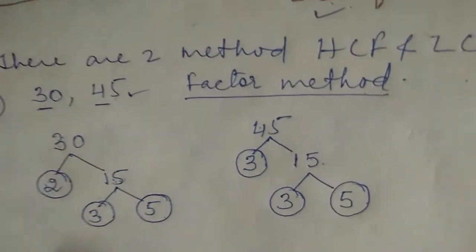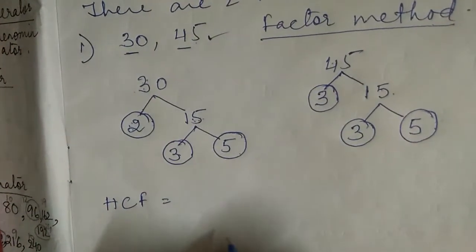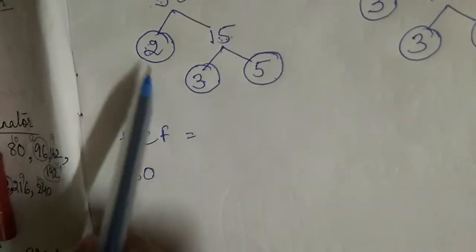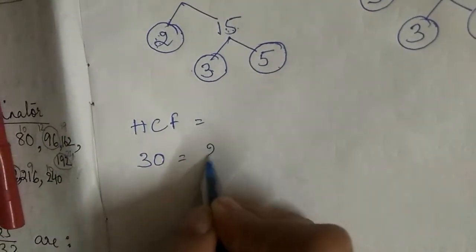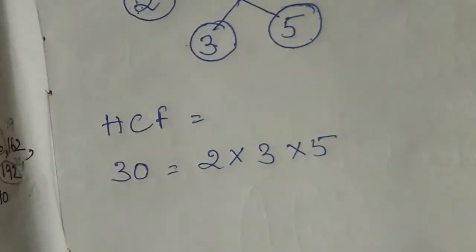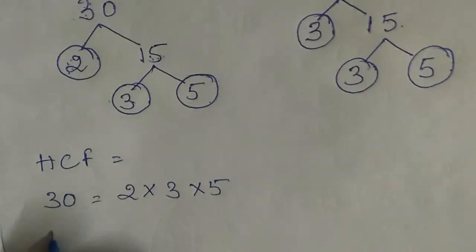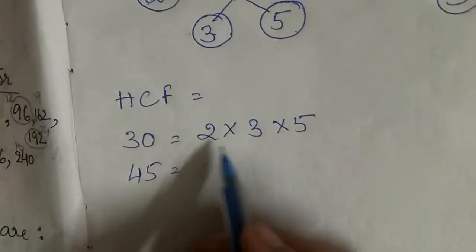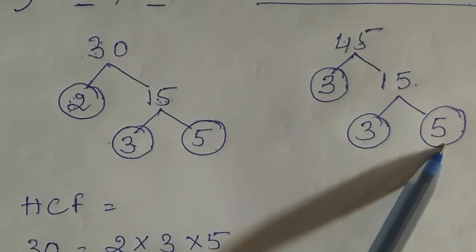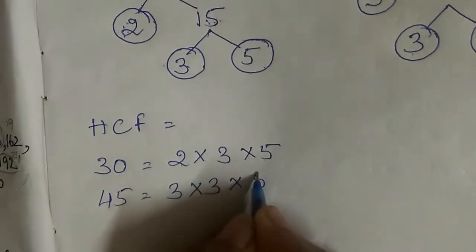Now how to find the HCF? For finding HCF, first we take 30. In 30 the prime numbers are 2 multiplied by 3 multiplied by 5. In the same manner, we take 45. In 45 the numbers are 3 two times, and one 5. So 3 multiplied by 3 multiplied by 5.